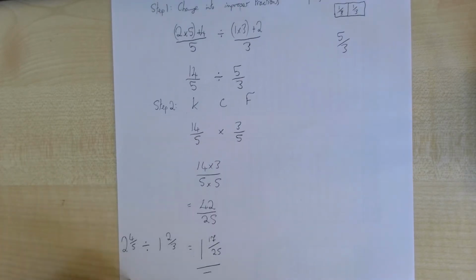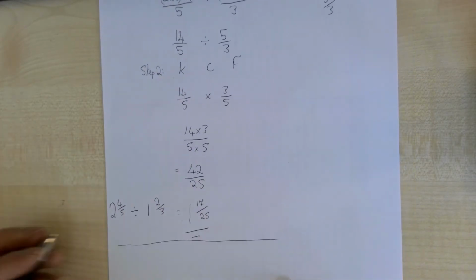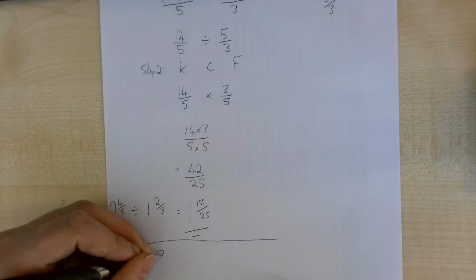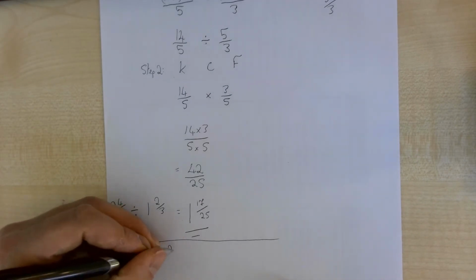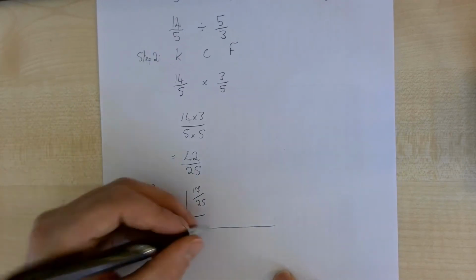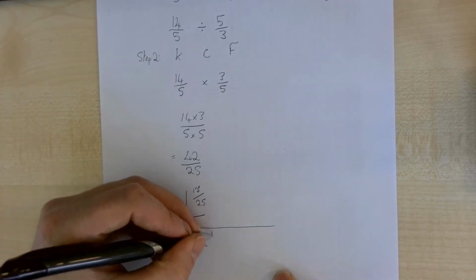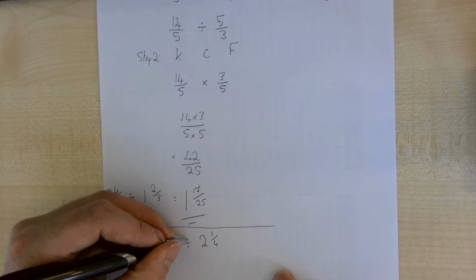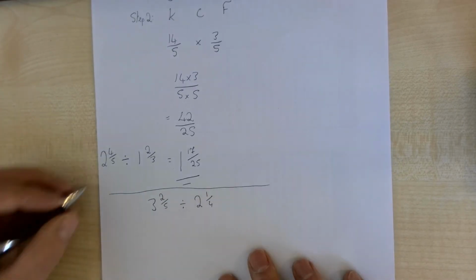Have a go at this question for yourself. 3 and 2/5 divided by 2 and 1/4. Pause the video, have a go at it and see how you do.